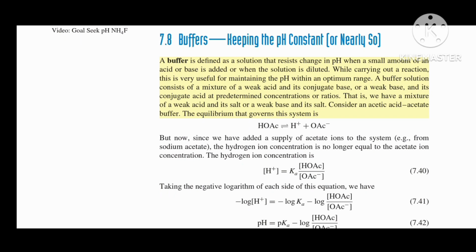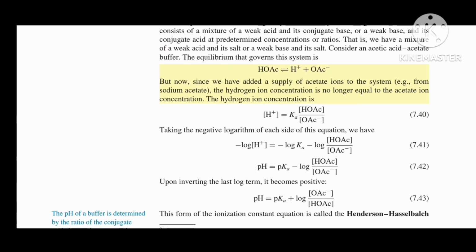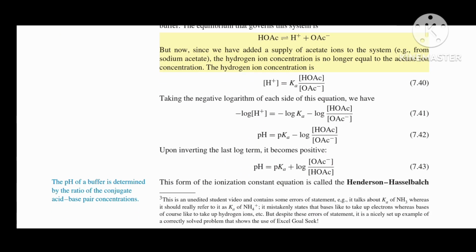Consider an acetic acid acetate buffer. The equilibrium that governs this system is HOAc ⇌ H+ + OAc−. But now, since we have added a supply of acetate ions to the system, e.g., from sodium acetate, the hydrogen ion concentration is no longer equal to the acetate ion concentration.